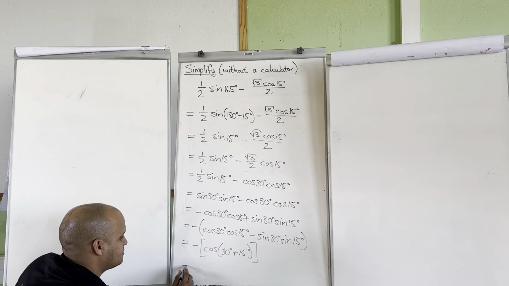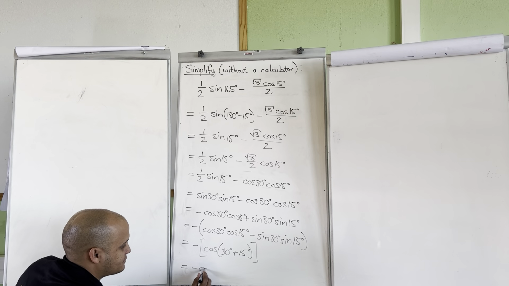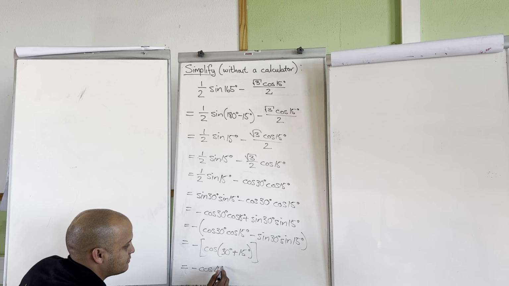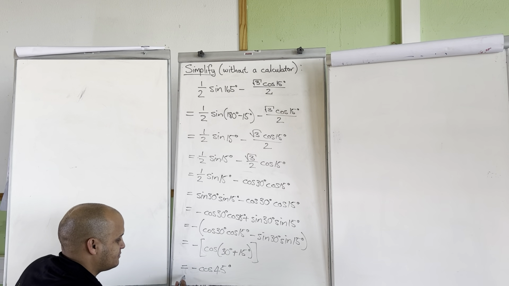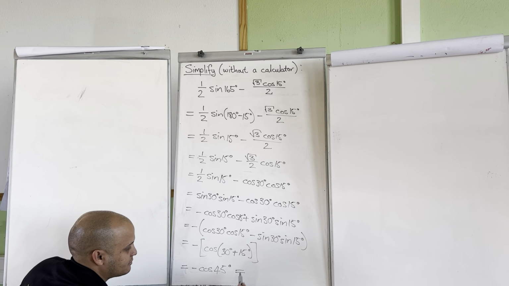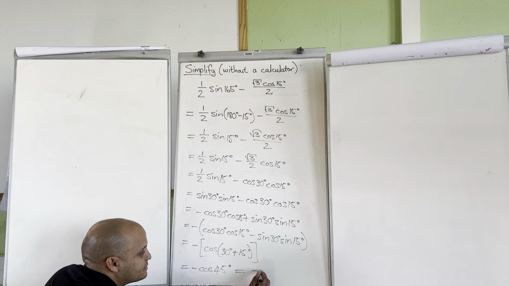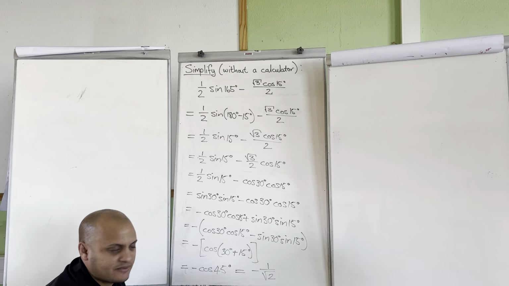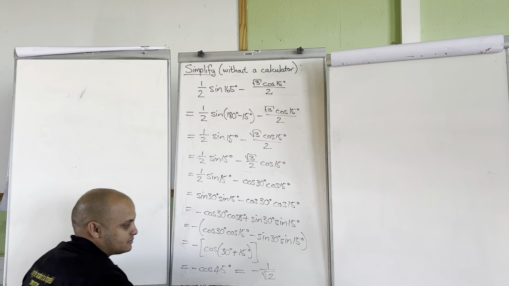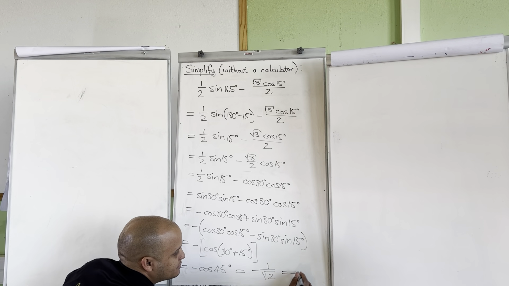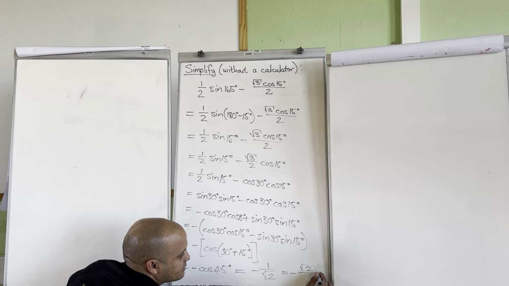Okay, but are we done? No. So this is minus cos of what? 45. Cos of 45. What is the cos of 45? A special angle. 1 over square root 2. Minus 1 over square root 2. Some people will go a step further and rationalize the denominator, so you'll end up with negative root 2 over 2, but let's just do that. So you could go a step further.